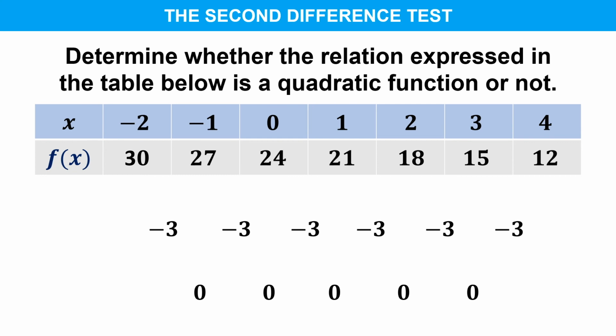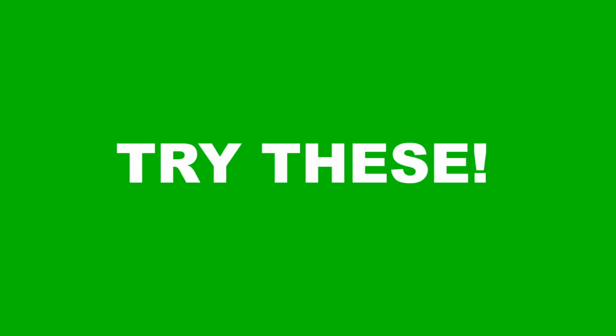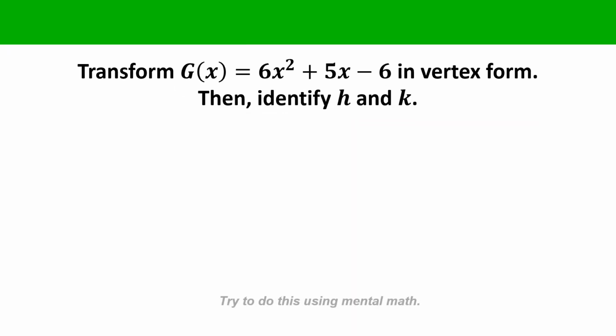A third way of recognizing a quadratic function is through its graph. Its details will be presented in the next video. Watch for it. Now, try this. Transform g of x is equal to 6x squared plus 5x minus 6 in vertex form. Then, identify h and k.